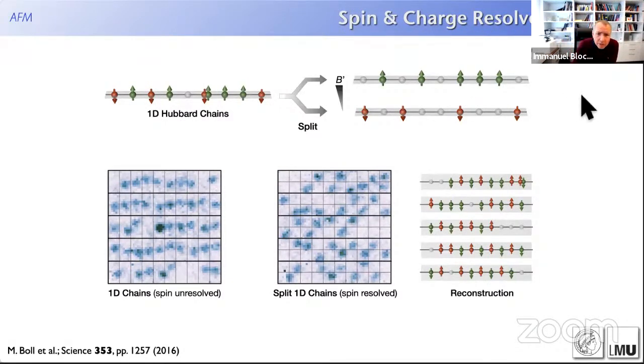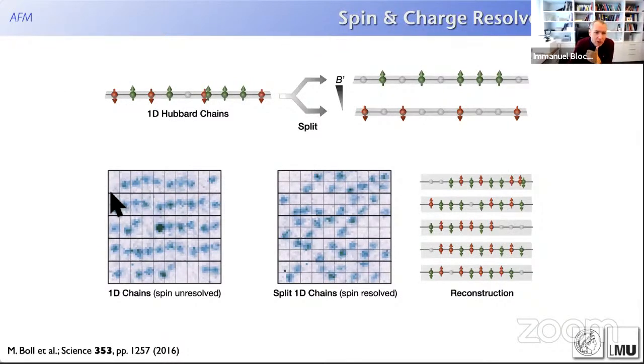And now if we take a photo of these two independent chains, then I can get the occupation of this upper chain and the occupation of this lower chain. But because of the splitting process, I absolutely know that the upper chain was only occupied by spin up particles and the lower chain was only occupied by spin down particles, right? And then I know the original occupation of my 1D chain because I just have to sum these occupations up, and then I know what I had originally.